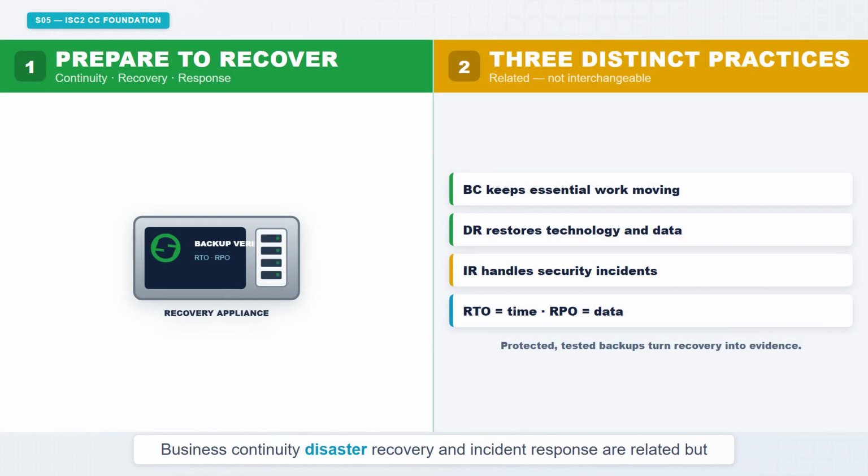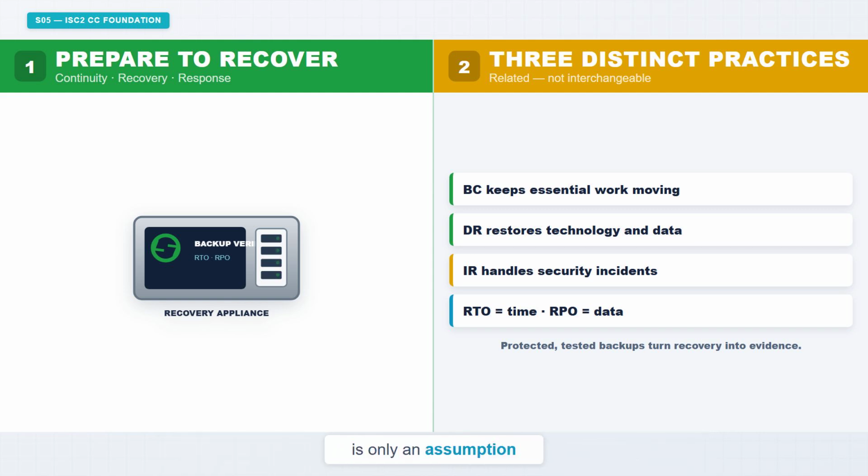Business continuity, disaster recovery, and incident response are related, but they are not the same. Business continuity keeps essential functions operating. Disaster recovery restores technology and data. Incident response prepares for, detects, analyzes, contains, eradicates, and recovers from security incidents. Recovery time objective asks how quickly a service should return. Recovery point objective asks how much recent data loss is tolerable. Backups must be protected and tested. An untested backup is only an assumption.